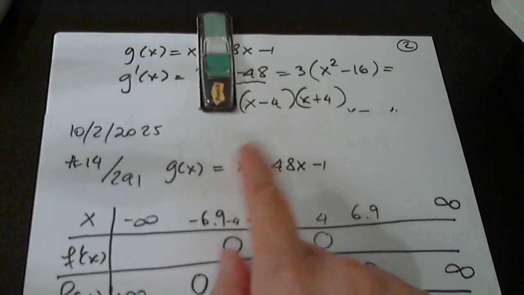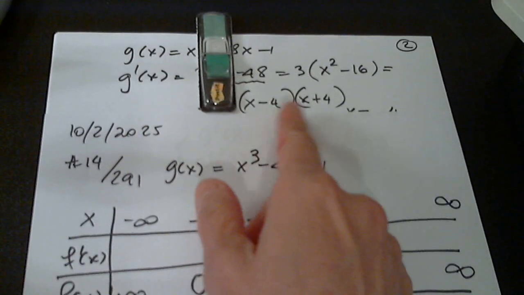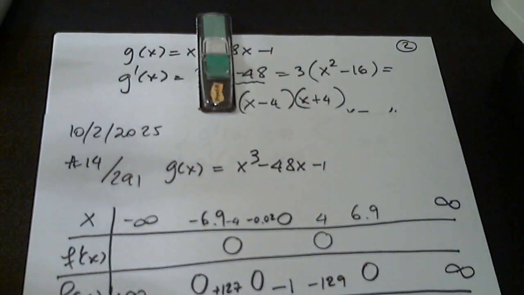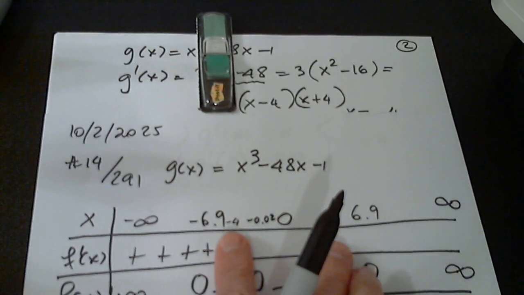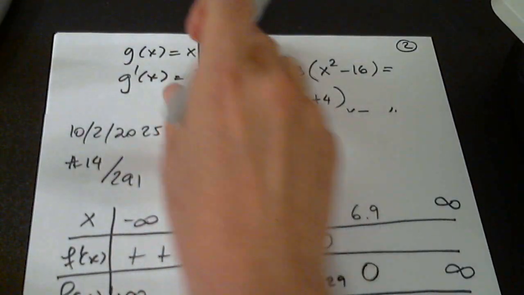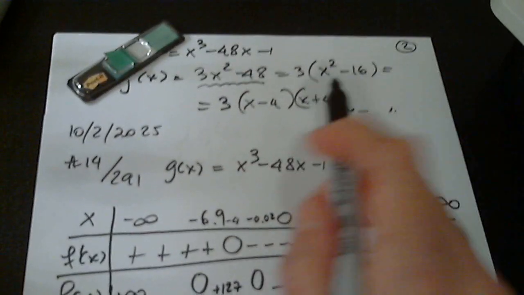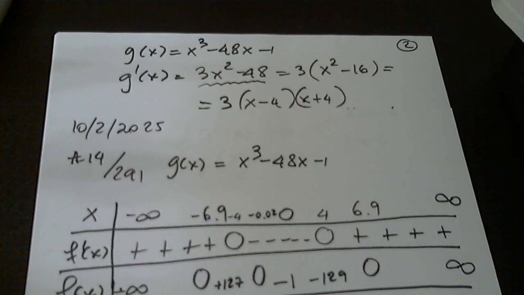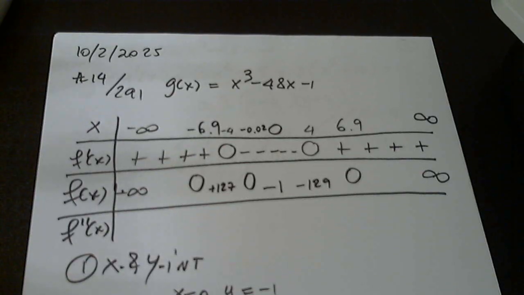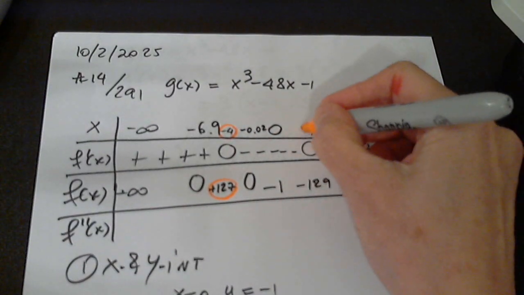But when I plug in negative 10, to the left of negative 4, any number, negative 10, negative, negative. When I multiply two negatives, the outcome is positive. When I plug in 0, because 0 is between negative 4 and 4, I get negative 48. And when I plug in 10, I get positive and positive, so it's positive. Good. Now I need to identify these points. Which points? This point and this point.